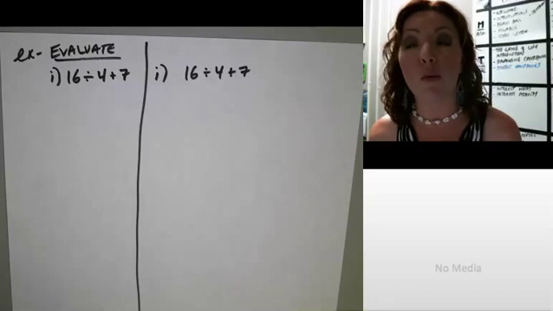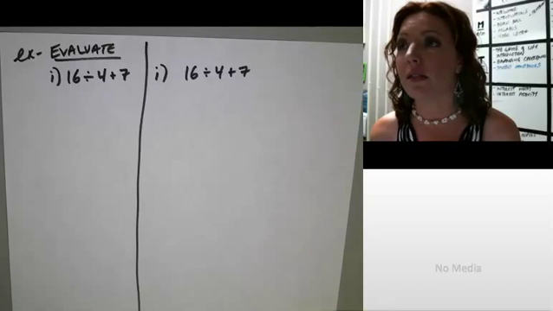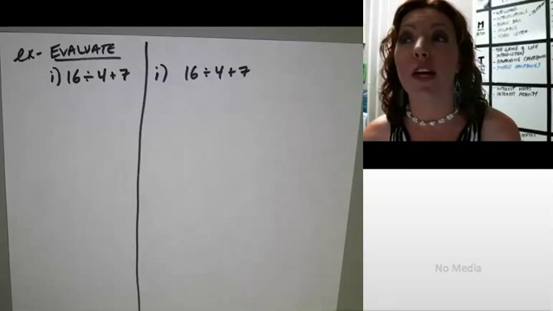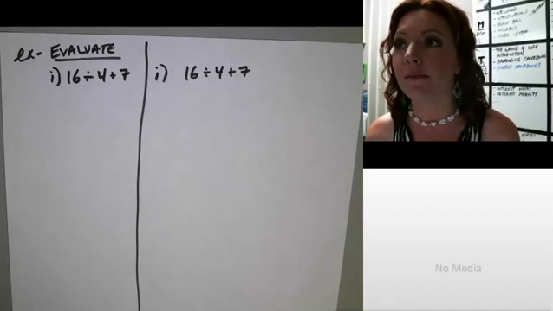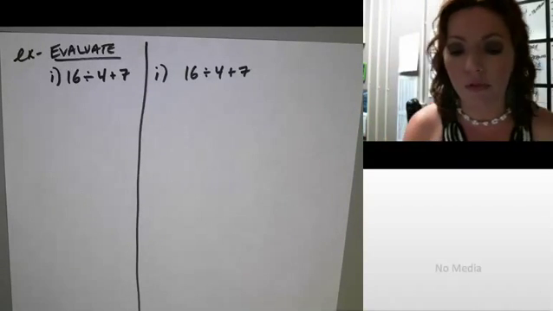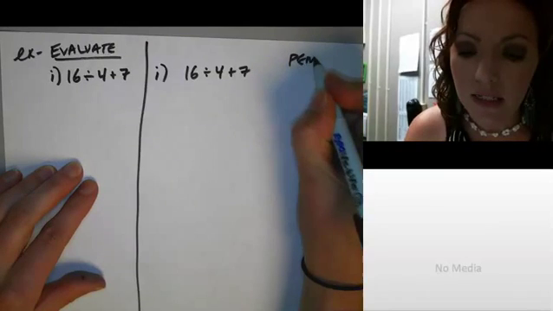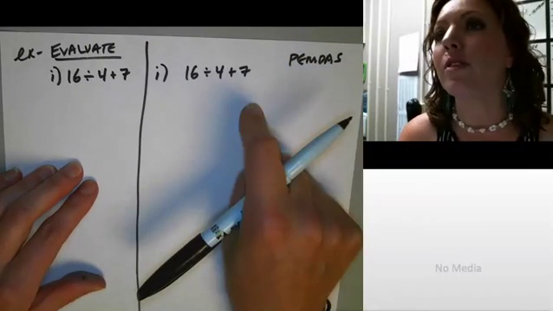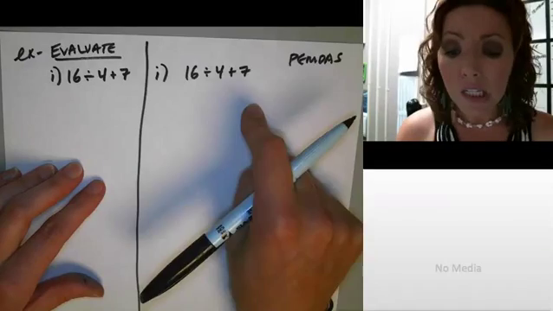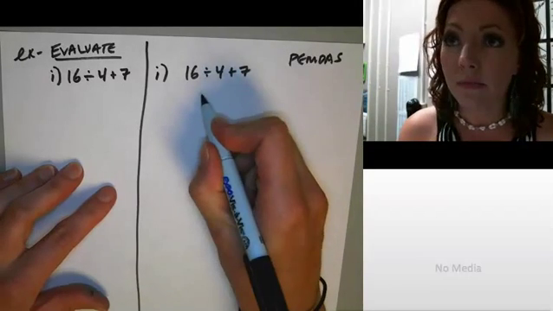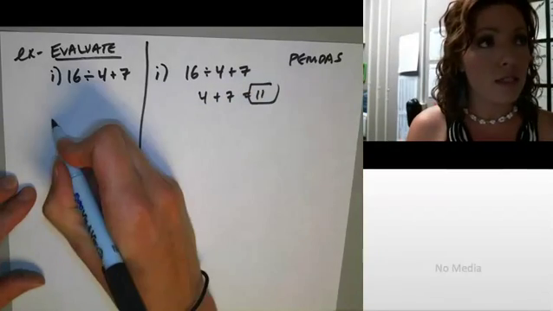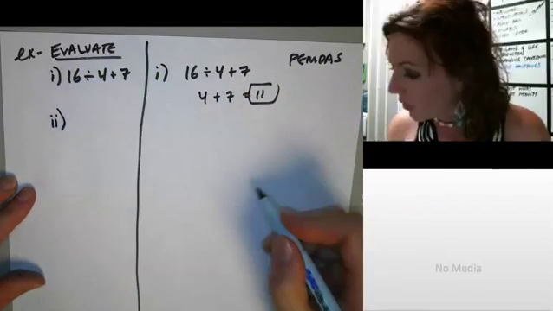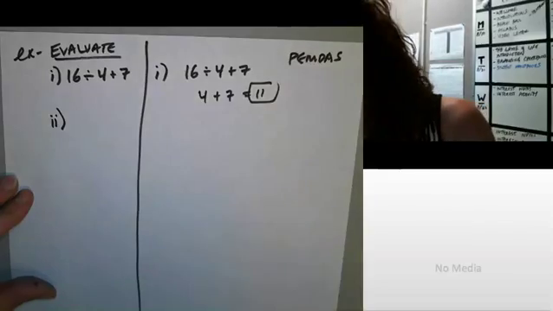Okay. Somebody want to volunteer what the answer is that they got? Remind me of your name. Nick. 11. Good. How'd you get 11? Right, perfect. So PEMDAS, so the first thing that we would do in here is what? Divide. 16 divided by 4 is 4, and 4 plus 7 is 11. Questions? Okay, how about the next one?